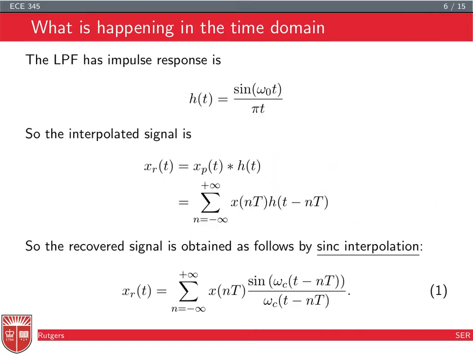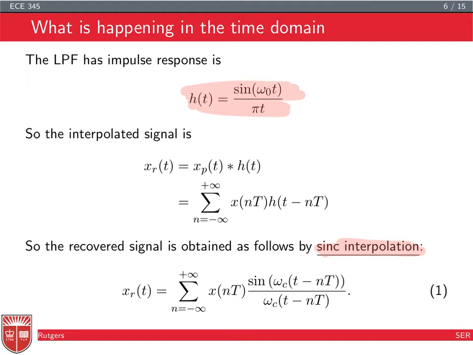Now this way of recovering the analog signal by making the sampled signal xp of t go through a low-pass filter is called sinc interpolation, and I want to explain a little bit what's going on in the time domain. So you saw what's going on in the frequency domain, but it's interesting to see what's the equivalent thing in the time domain. The low-pass filter with cutoff frequency omega 0 is given by the following impulse response: sine of omega 0 t divided by pi t.